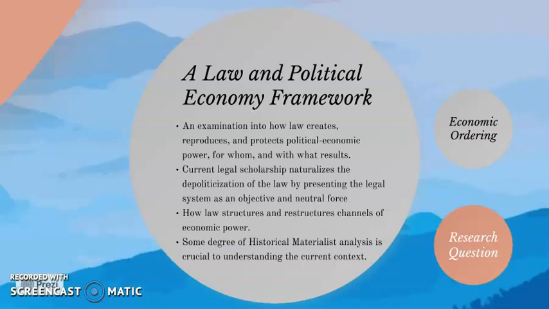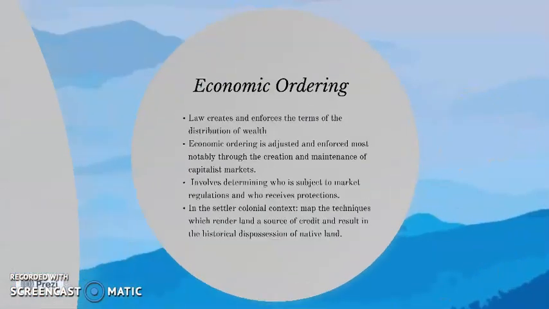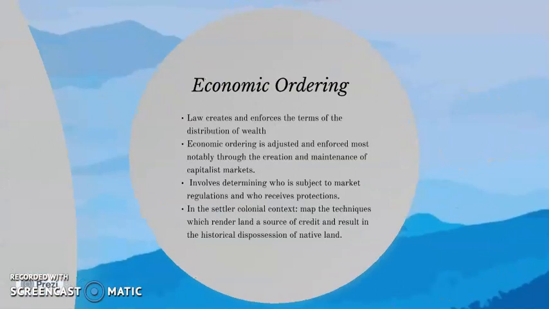economic power. It also very commonly employs a historical materialist understanding, which it believes is crucial to looking at the context of how a framework of law came into place. So it's in this framework that economic ordering is looked at. And this is the concept that law creates and enforces the terms of the distribution of wealth. Economic ordering is adjusted and enforced most notably through the creation and maintenance of capitalist markets, but it also involves determining who is subject to market regulations and who receives protections.